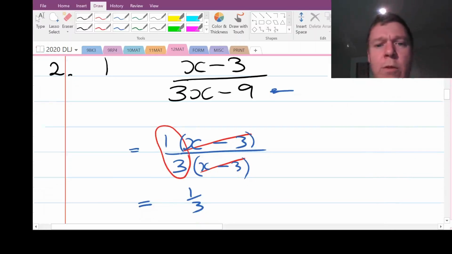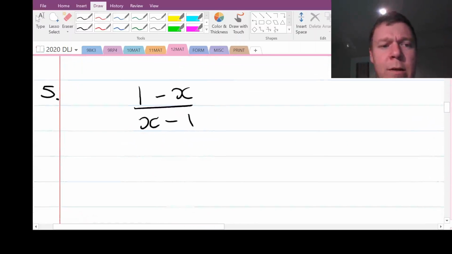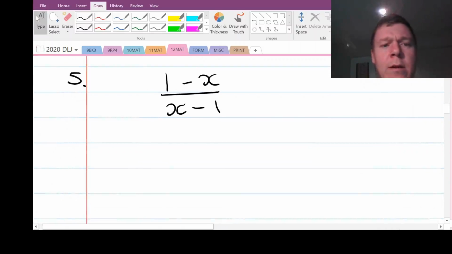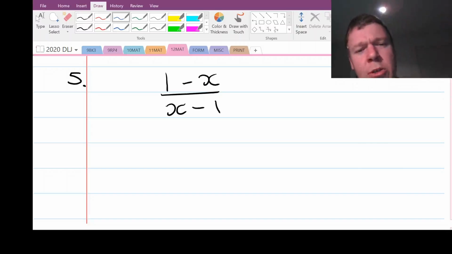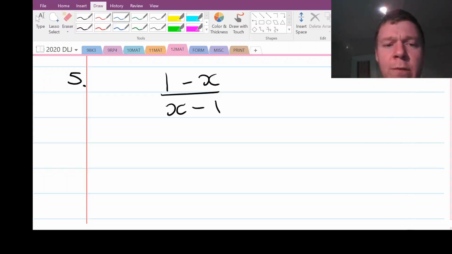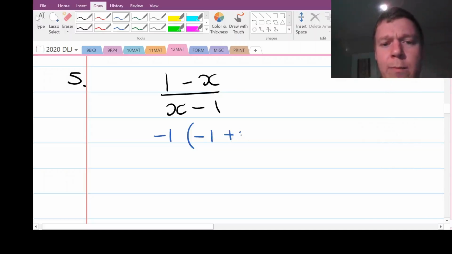Alright, let's move on. Hopefully it gets a bit harder than this. Okay, this one. Now this one isn't actually too hard, but sometimes it's a little bit hard to spot what you should do. You can always pull a factor of 1 out of any set of numbers, but you can also always pull a factor of negative 1 out. So let's do that with the top. If we pulled a factor of negative 1 out of the top line, we would get negative 1 times negative 1 plus x over x minus 1.